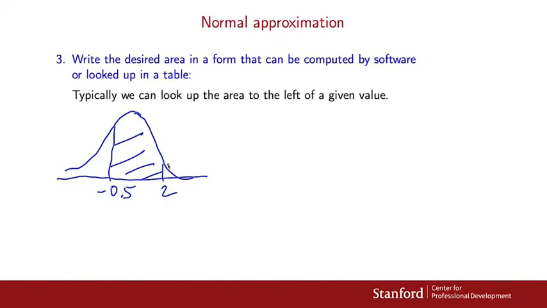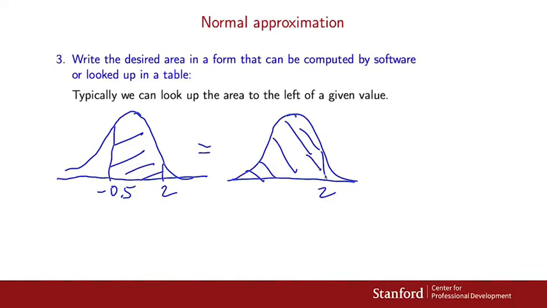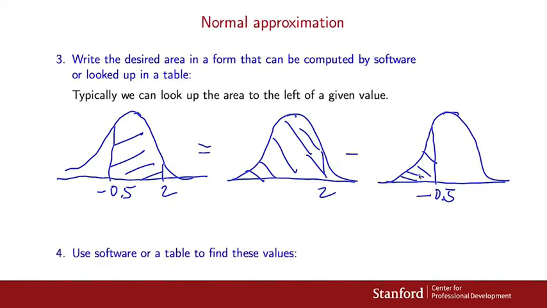So what we are going to do is we write this as all of the area to the left of 2, and then we subtract off the area to the left of negative 0.5. Both of these areas can be looked up in computer programs. Once we look at these areas with software or in a table, we find that the first one is 97.7% and the second one is 30.9%. And so the area we're interested in is simply the difference, which is 66.8%.